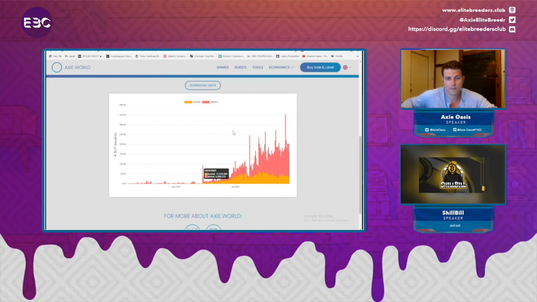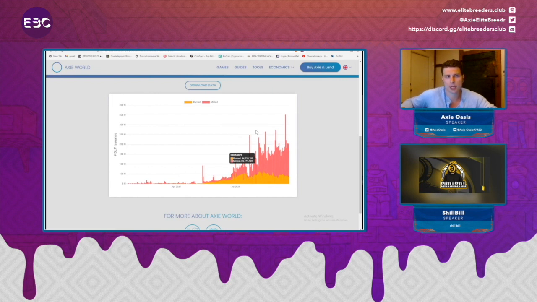True. But yeah, I think that will help. My personal opinion, what I think would be good is to just take away the AXS from the breed. Well, and the devs have the power, right? We've seen them adjust it before. It went from 4 AXS down to 2.